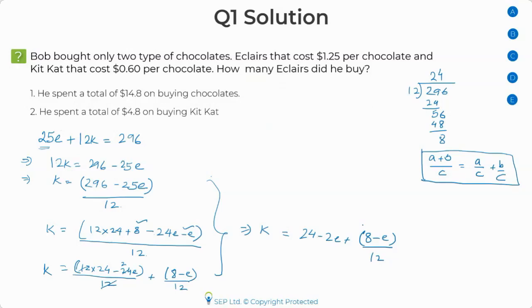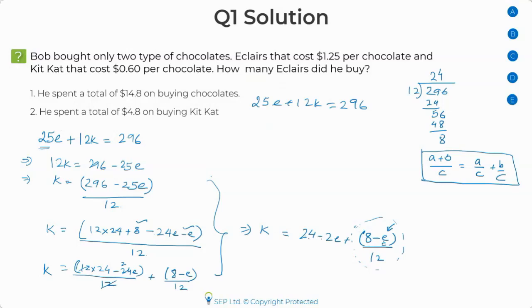Now you might ask, how can this help me? Remember that I'm looking for integers. I'm looking for integer values for both k and e. Now, what is the first integer value that I can put here so that this gives me an integer? This needs to be an integer. Can anyone tell me what value of e I should put here so that I can get an integer? Because k has to be an integer.